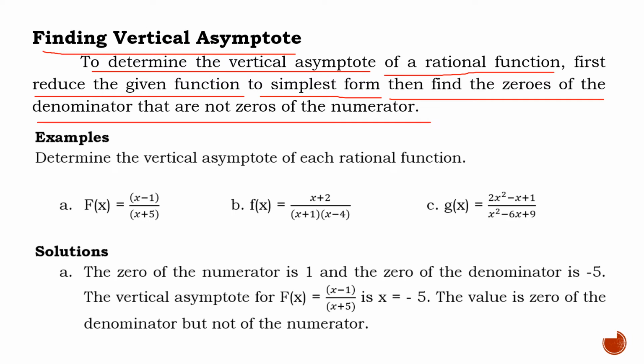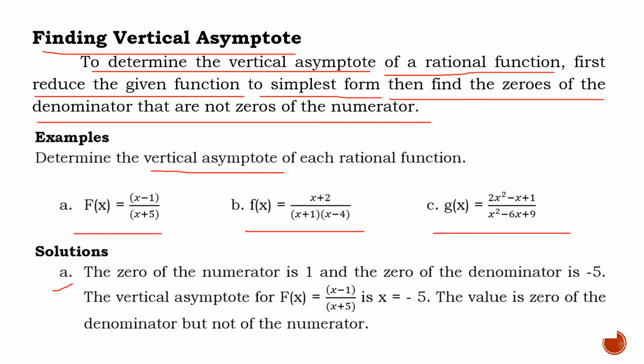So for example, let's determine the vertical asymptotes of each of the rational functions given here. For letter A, f of x is equal to x minus 1 over x plus 5. For letter B, f of x is equal to x plus 2 over x plus 1 multiplied by x minus 4. And for letter C, g of x is equal to 2x squared minus x plus 1 over x squared minus 6x plus 9.